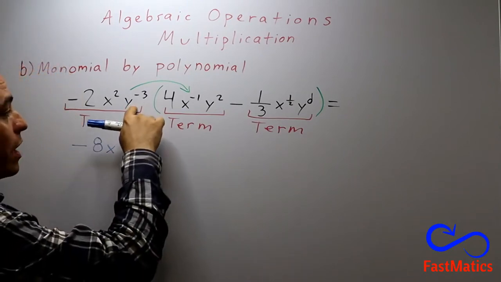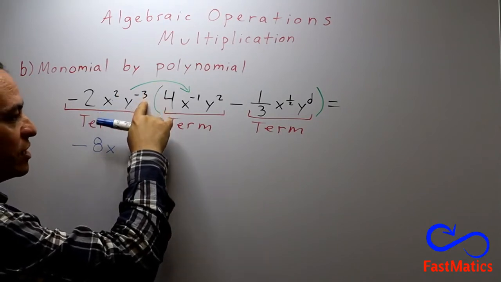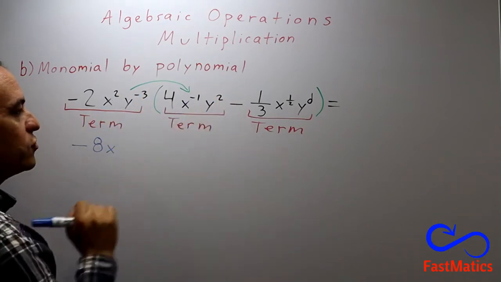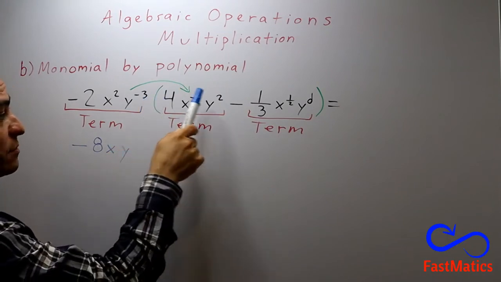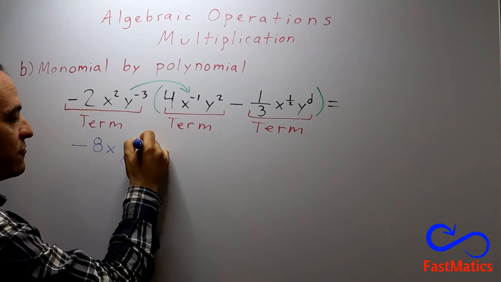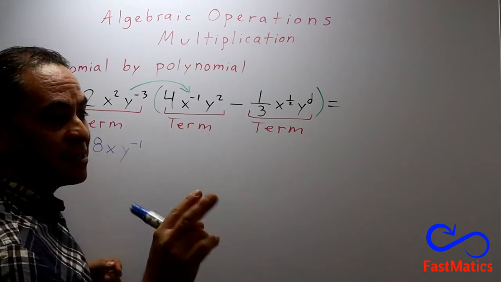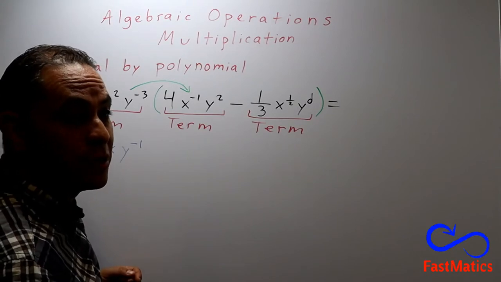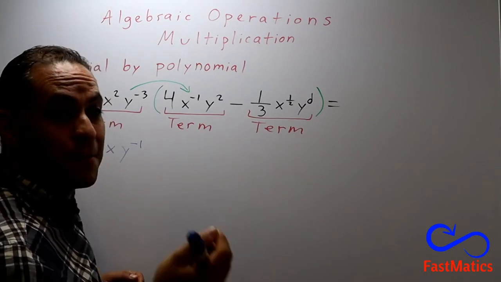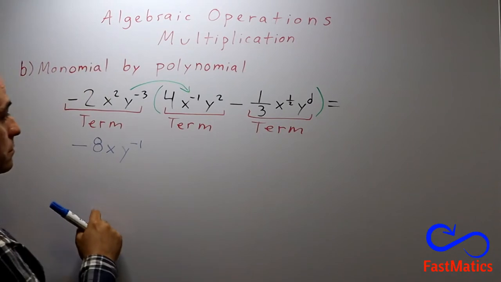After that, y to the power of negative 3 times y to the power of 2. You add the exponents. Negative 3 plus 2, negative 1. Remember, if signs are different, you subtract the numbers and you keep the sign of the biggest number.